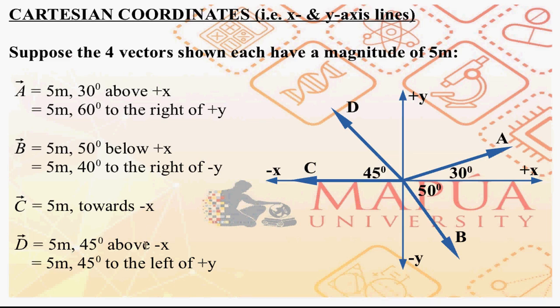Lastly, we have vector D, and the angle of orientation is 45 degrees, and it is above the negative x line. So the direction of D is 45 degrees above negative x. 90 minus 45 will also give you 45 degrees. This time with respect to the y-axis on the left side of positive y. So the direction for vector D is 45 degrees to the left of positive y.